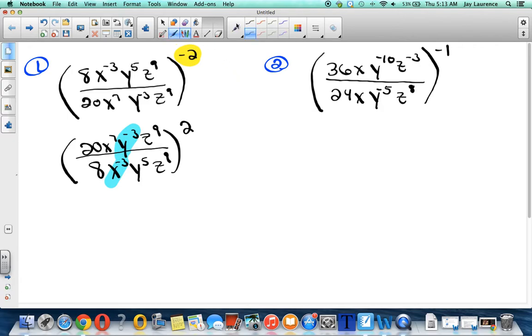Now remember, those terms with negative exponents are going to move. If it's in the numerator, it'll go to the denominator. That'll be the same as finding the reciprocal. If it's in the denominator, it'll move to the numerator.